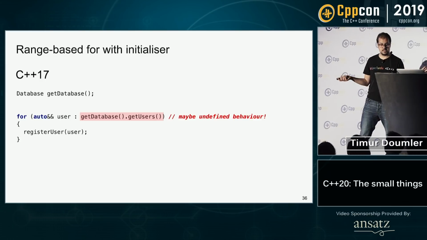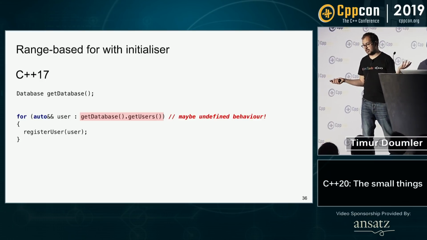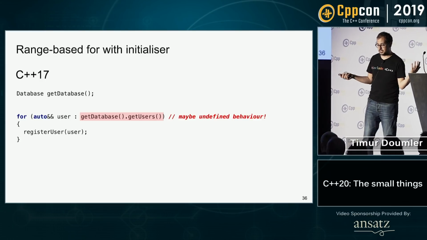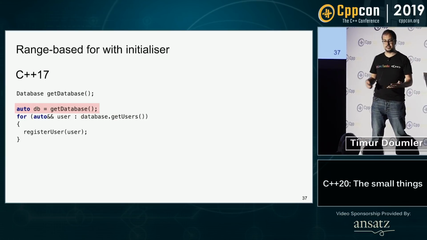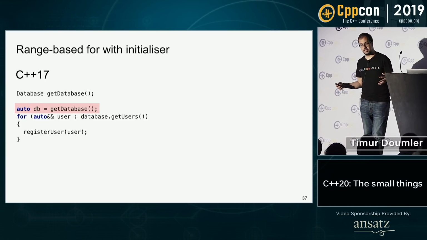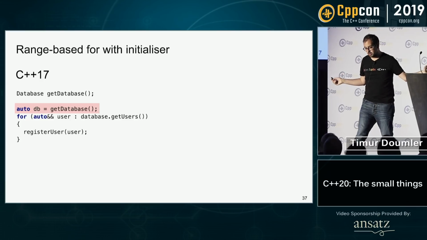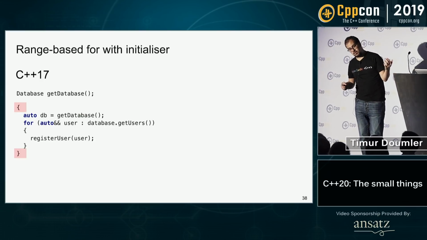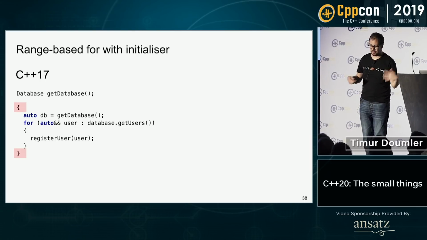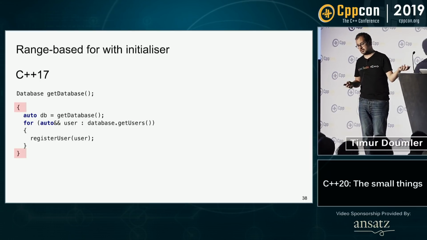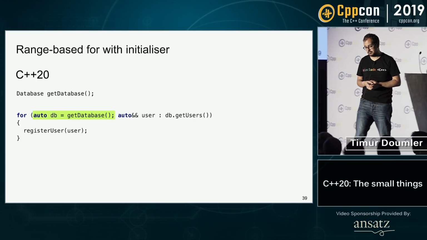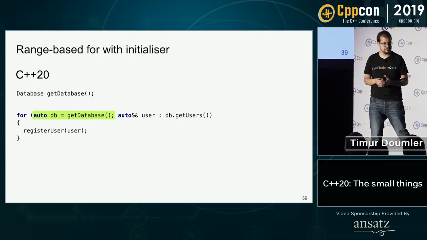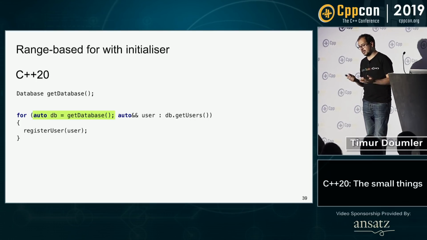So in C++17, well, okay, then you would have to initialize the database before the loop, okay, and then it's safe, but then this database object kind of leaks into the outer scope, so you might want to put braces around it so it's in its own scope, and it becomes kind of verbose. Well, in C++20, you can just put it in the initializer, okay? Just the way it works for if and switch. Okay, so that's really cool.